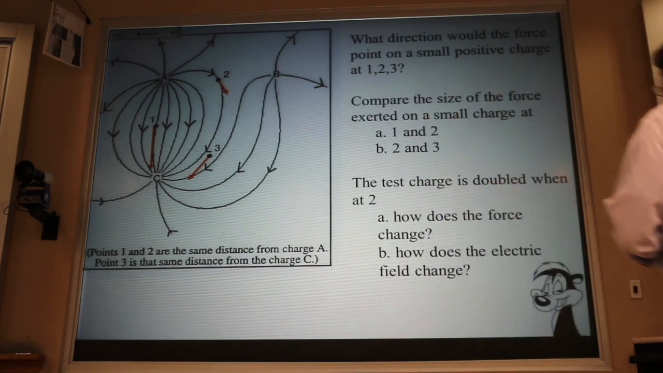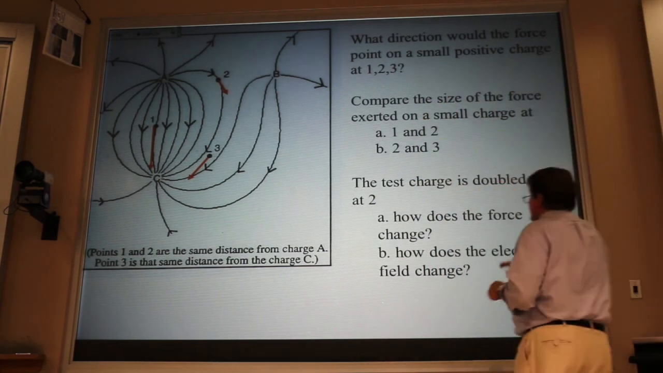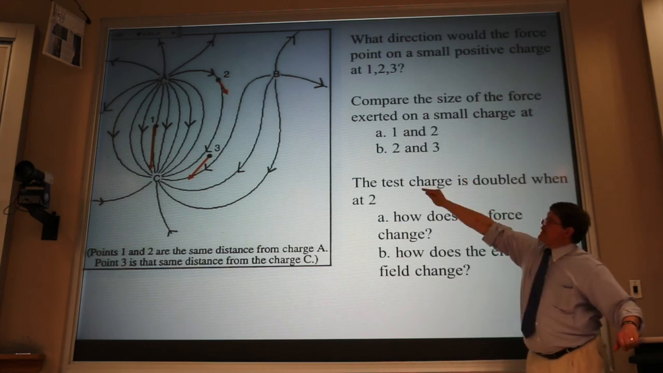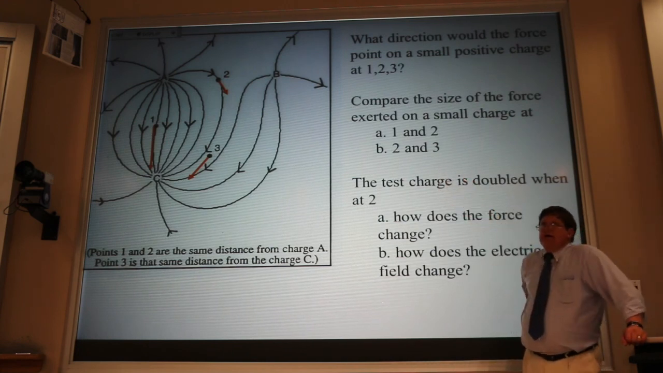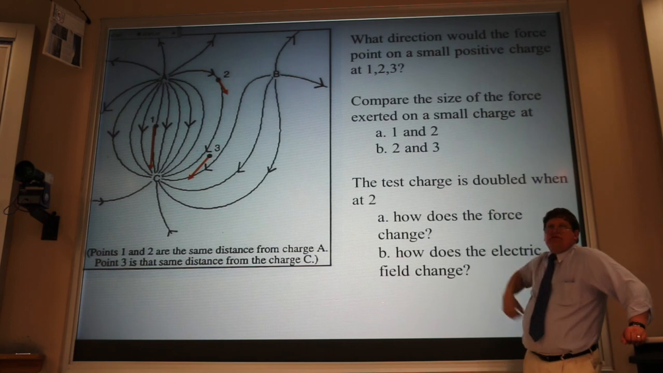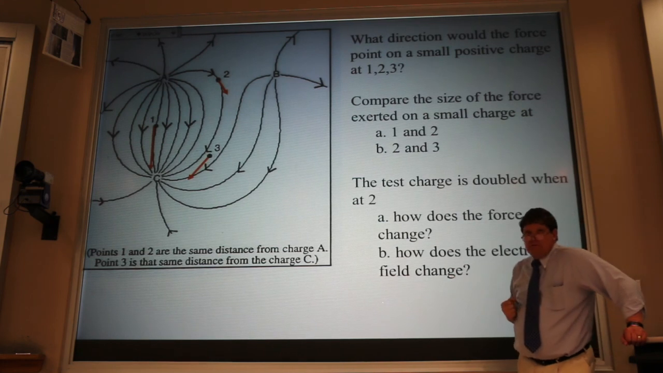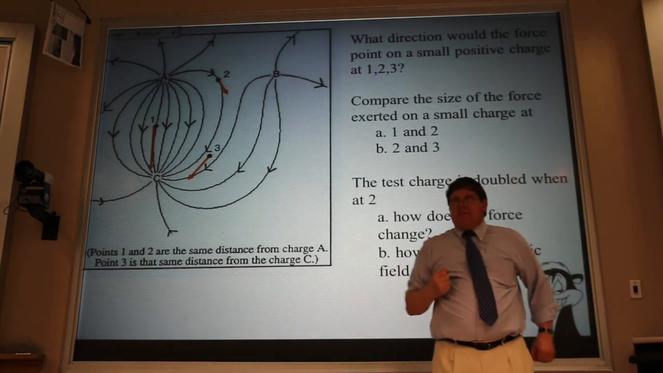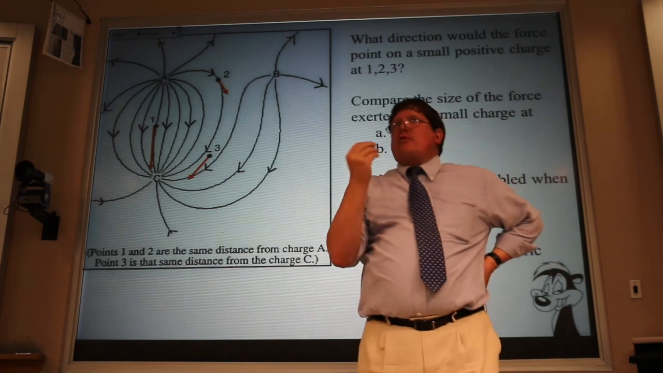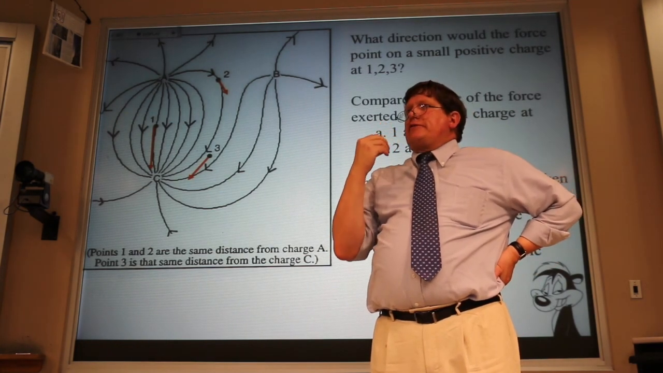There's one big question here. If that test charge that I was placing at 1, 2, and 3 were suddenly doubled, the size of the charge, how does that affect the force and how does that affect the field? Tell your neighbor. How does it affect the force? How does it affect the field?